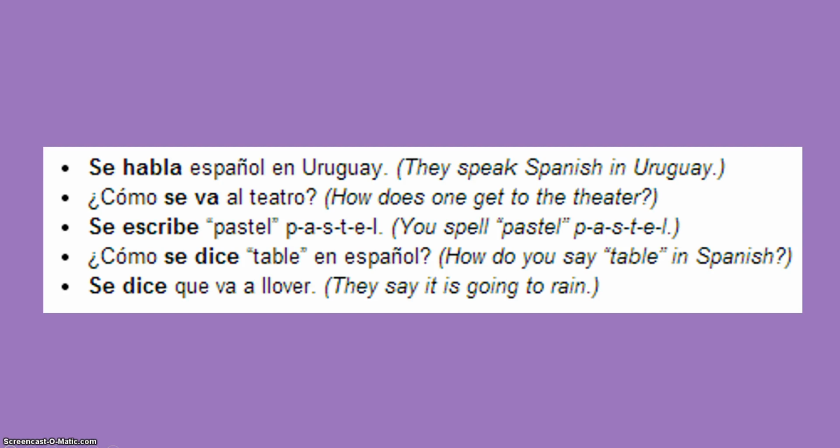You actually have been doing impersonal expressions with se ever since Spanish 1, and you probably didn't realize it, because when you say ¿cómo se dice?, like ¿cómo se dice table en español?, how do you say table in Spanish, you're not directly asking the person how to say table, because then you'd use the tú form. You're using an impersonal expression and you didn't even realize it.